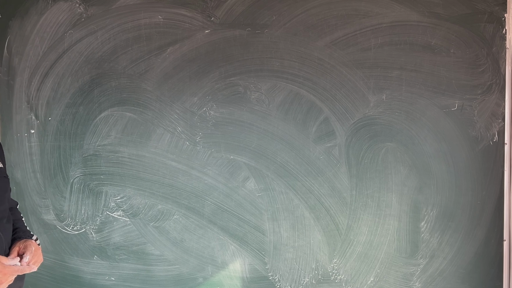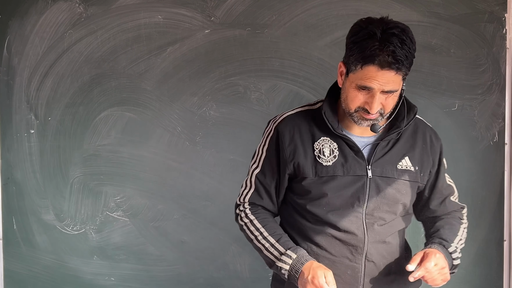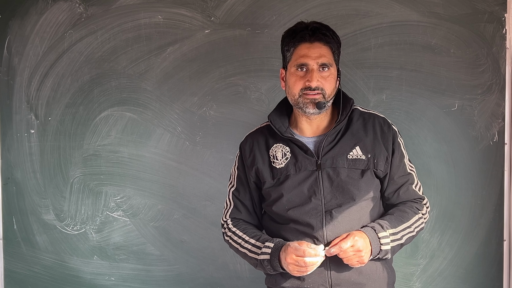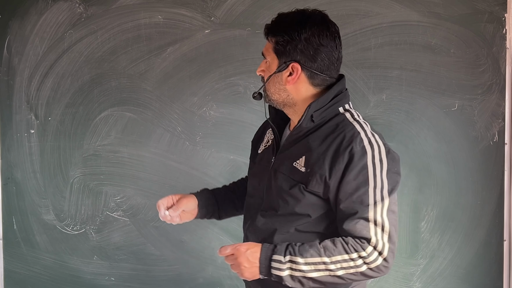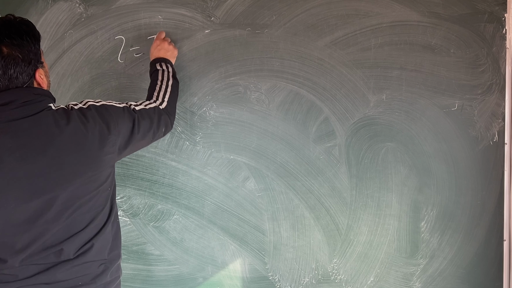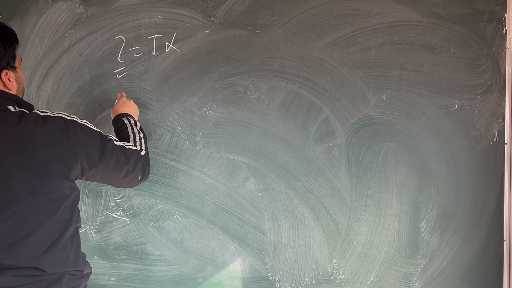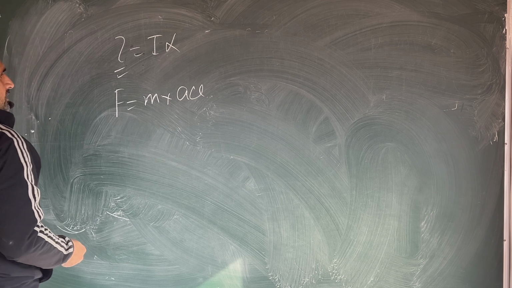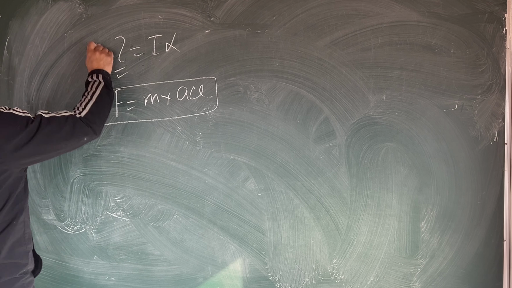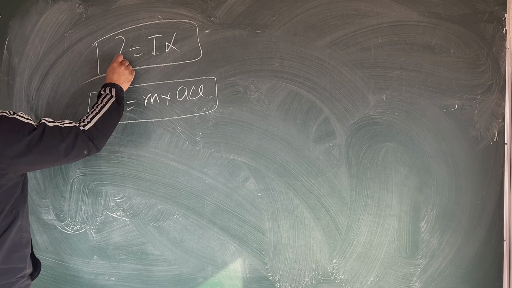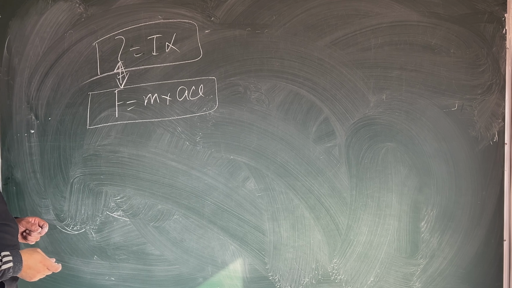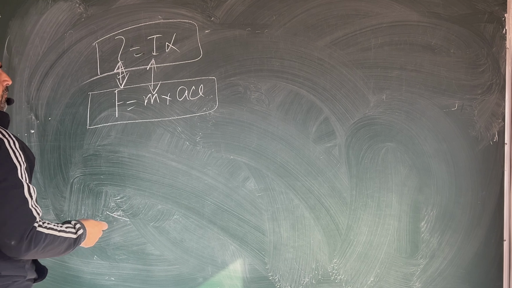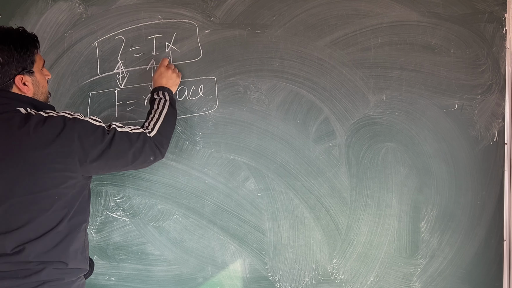And numericals can also come on this. After this, you have torque is equal to I alpha. That is also a relation: torque is equal to I alpha. Just as force is equal to mass into acceleration in rectilinear motion, in rotational motion torque takes the place of force. Mass we take as inertia, and alpha is angular acceleration.